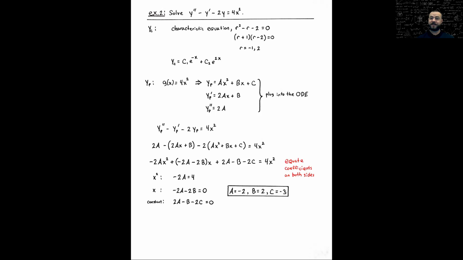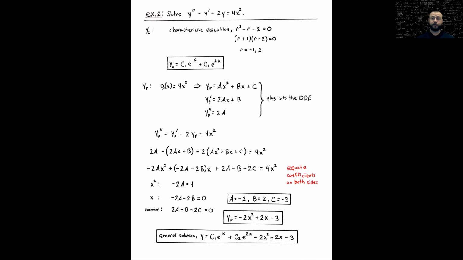All right, and those three values that we found, the values for a, b, and c, that now tells us what our particular solution is. So we just plug them in back above to get that our particular solution, yp, is negative 2x squared plus 2x minus 3. We add that to yc to get our general solution, which we have here. All right, and that is a complete problem, start to finish, implementing the method of undetermined coefficients.